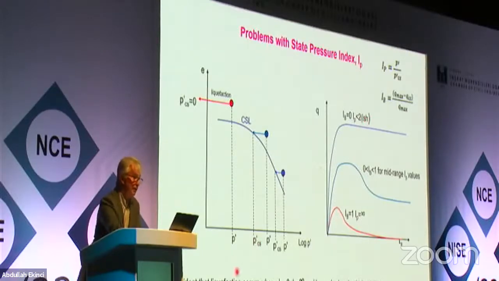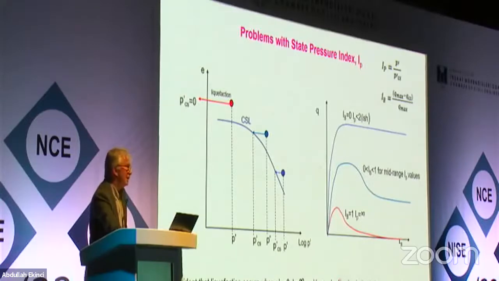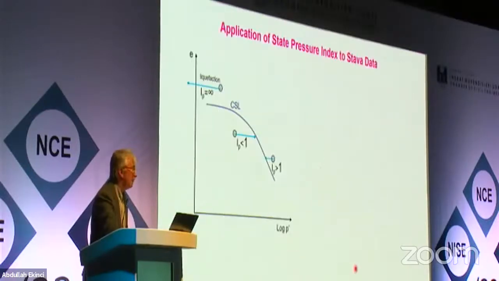It's just simply self-evident that if you've got P' critical state of 0, IP must be infinity, and IB must be 1. That's just simply the definition of liquefaction. So it's not helping us in the slightest. So let's anyway apply it to Stava.